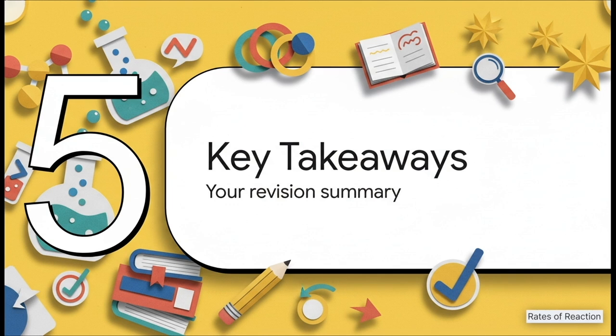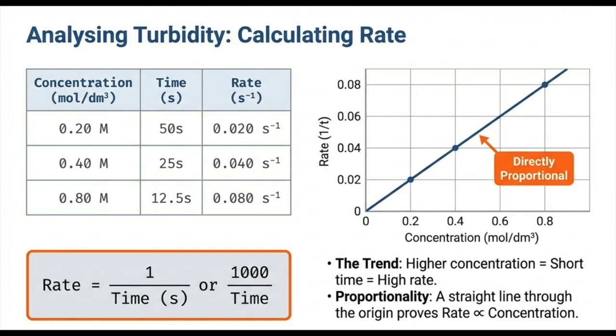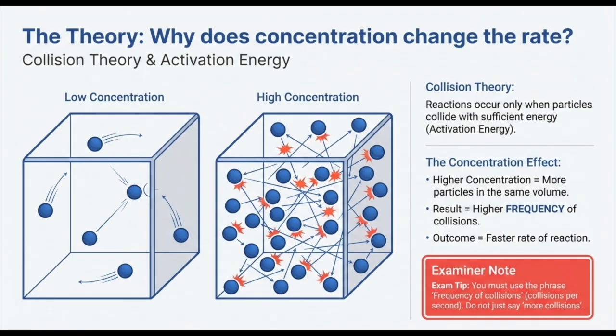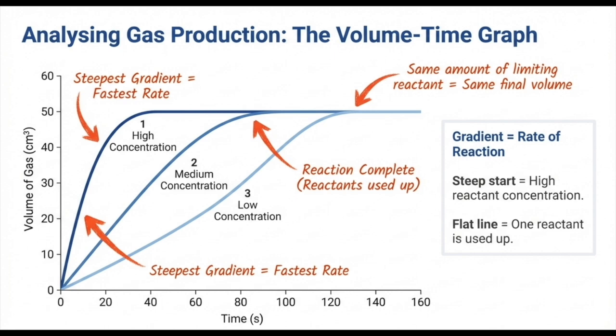So let's boil it all down to the 3 absolute essentials you need for your revision. Okay, here it is. Number 1, the definition. Rate is just how much stuff changes divided by time. Number 2, the theory. Collision theory is your why. It's all about how often particles successfully collide. And number 3, the graph. The gradient tells you everything. Steep is fast, shallow is slow, and flat means it's all over.